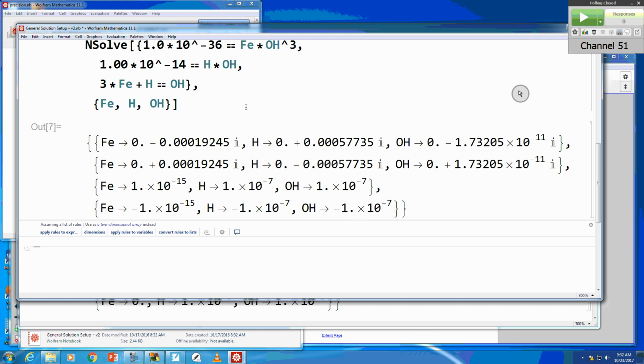And it gives me a concentration of the iron is 1 times 10 to the minus 15th, the H plus is 1 times 10 to the minus 7th, and the OH minus is 1 times 10 to the minus 7th. Okay, so these top 2 up here have complex numbers in them. Which one of these bottom 2 is it? Is it the third one down or fourth one down? Why the third one? OH is negative on the last one. The one that's going to be the real root is the one that has all positive concentrations.